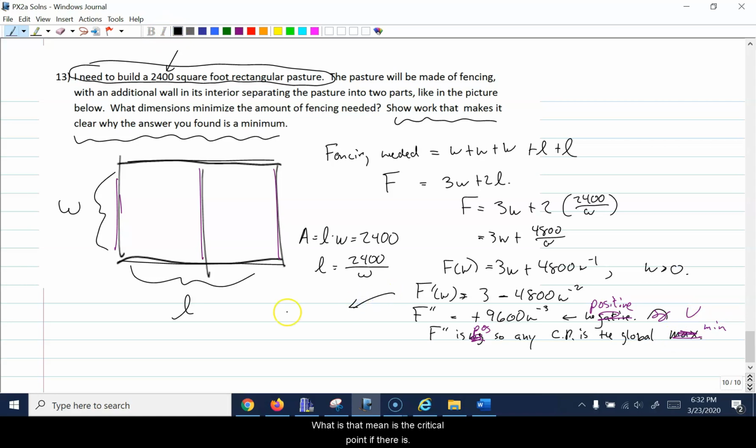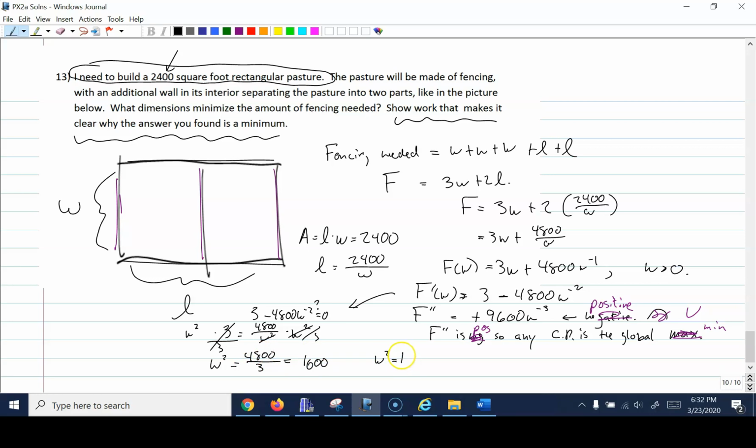It's the critical point, if there is one. 3 minus 4800 W to the negative 2. Does it ever equal 0? That's when 3 equals 4800 over W squared. Let's multiply both sides by W squared. Let's divide both sides by 3. I get W squared is 4800 over 3. 4800 divided by 3 is 1600. Hey, that was nice of me. I rigged this one up to have a square root. The square root of that is W is 40.